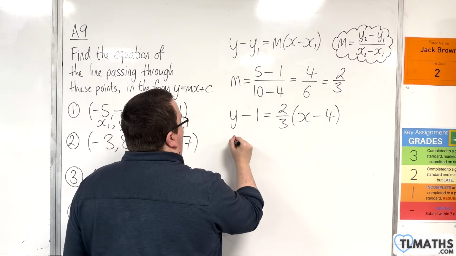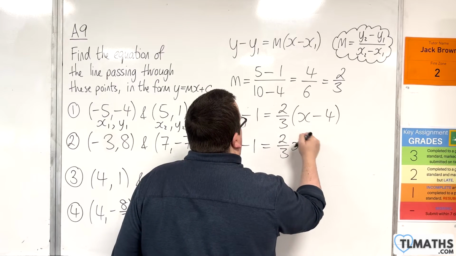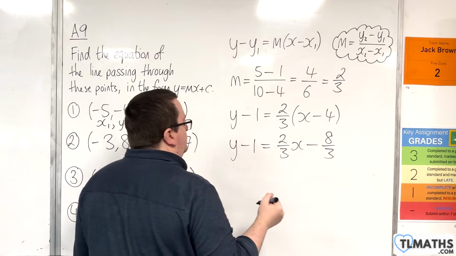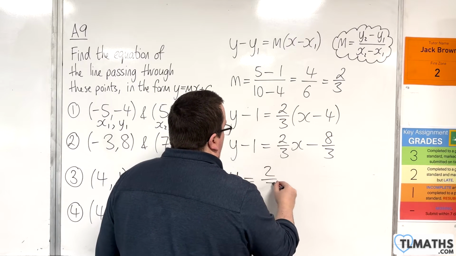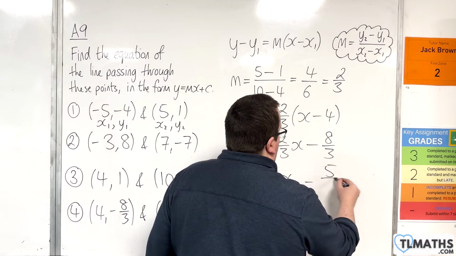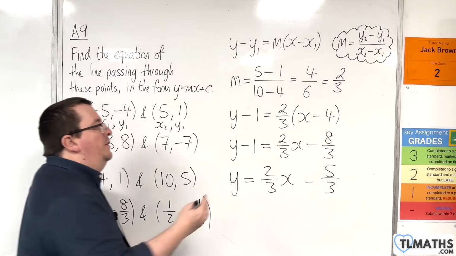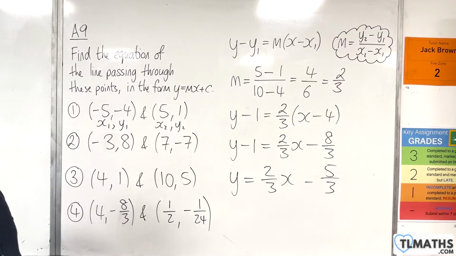Right, multiply out the bracket on the right-hand side. So y equals 2/3 x. 2/3 times minus 4 is minus 8/3. And then add the 1 to both sides. So it's going to be minus 5/3. Again, use the calculator for whatever bit you need. Minus 8/3 plus the 1 gets me the minus 5/3.